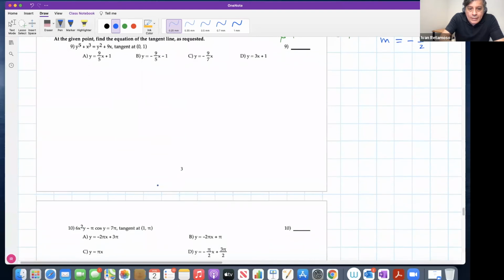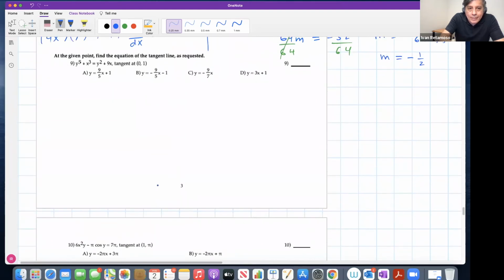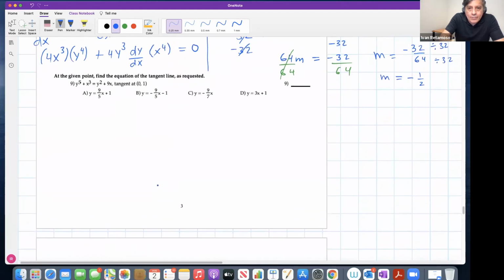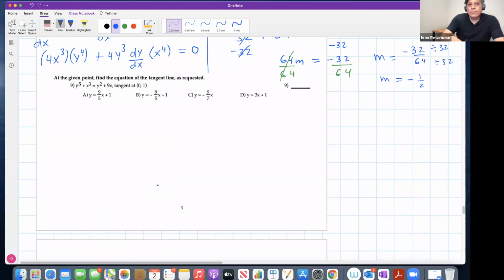Now, sometimes they are going to ask you to do this, but they will ask you to go one step forward. They will not ask you only for the slope of the tangent line, but they will ask you for the equation of the tangent line, right? But that shouldn't be a problem. Let me show you this number 9, and then I will ask you to do some other question, okay? This number 9, let me show it to you.